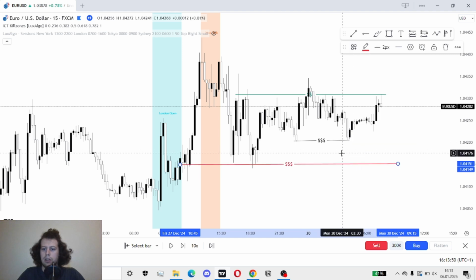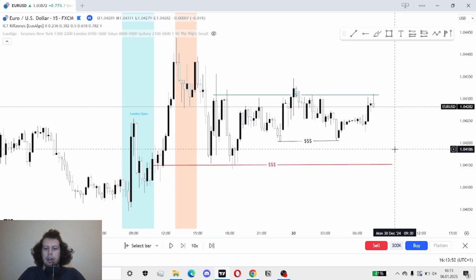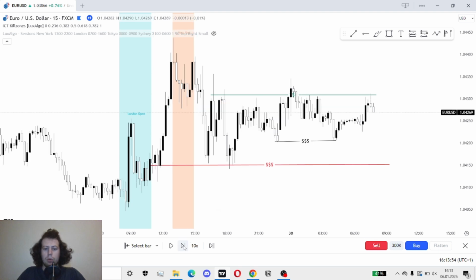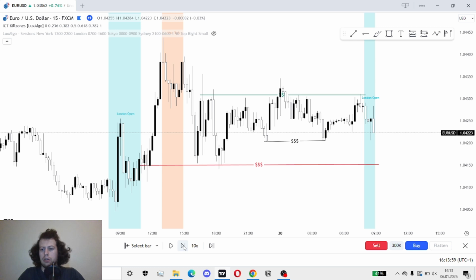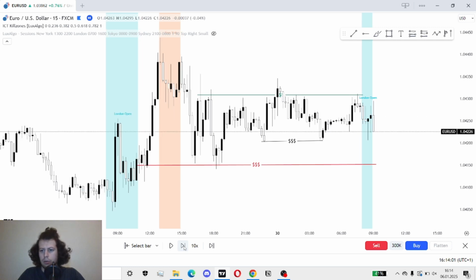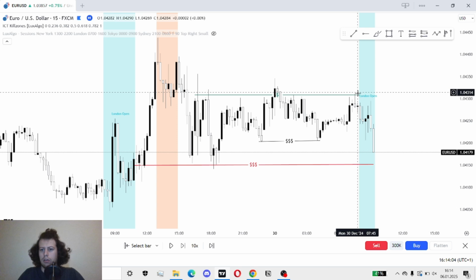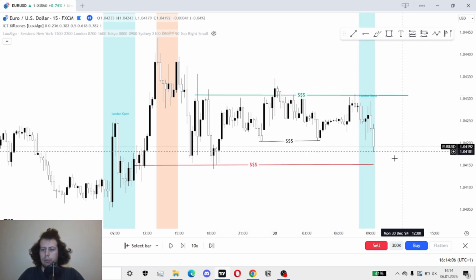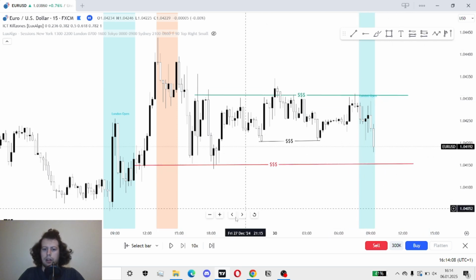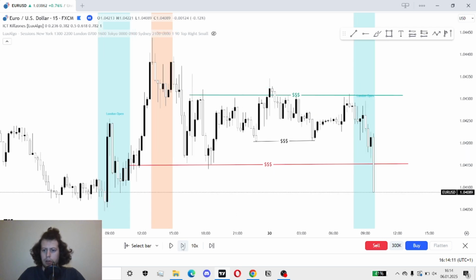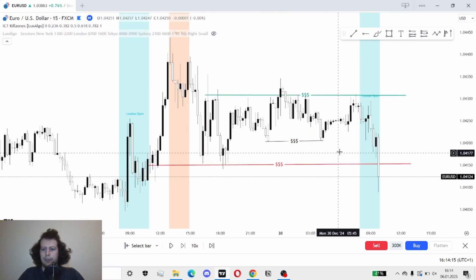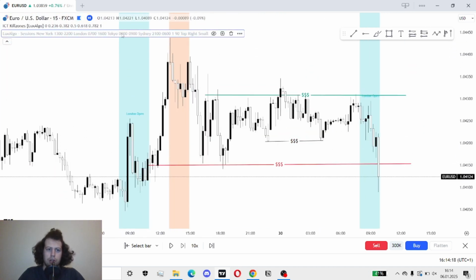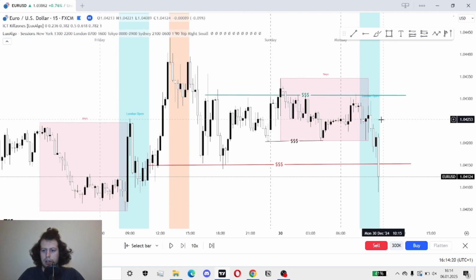I just marked this so it's more clear, and we are simply waiting so that one part or one side is hit. I will just drag it further, and we are in an uptrend, so this is very helpful. This is one confirmation, and if I turn it, we had an Asian sweep.